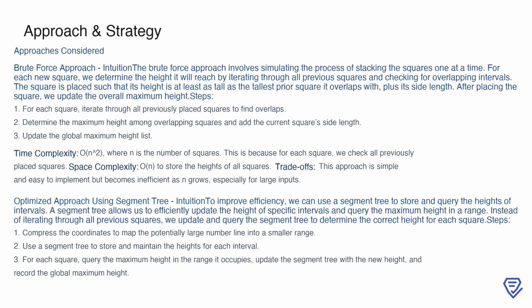The time complexity is O(n squared), because, for every square, we must iterate through all preceding squares to check for overlaps. This makes it inefficient for larger inputs. Additionally, it requires O(n) space to store the heights of all the squares. While this approach is helpful for understanding the problem, it's not ideal for scenarios with many squares due to its performance bottlenecks. To address this, we explore optimized techniques such as the segment tree approach next.